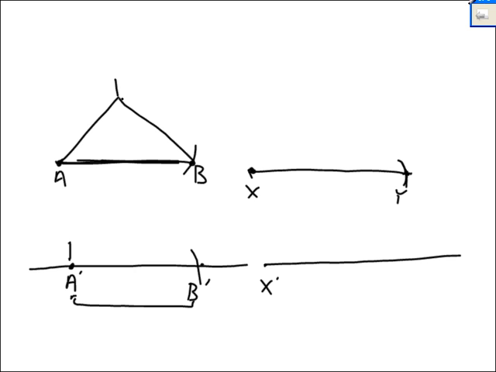And then keeping that same opening, put your compass needle at X prime and open it up and cross the other line. Call that point Y prime. These two lines, same exact lengths. So that's how you construct or copy a line segment. How do you copy a line segment? That way.